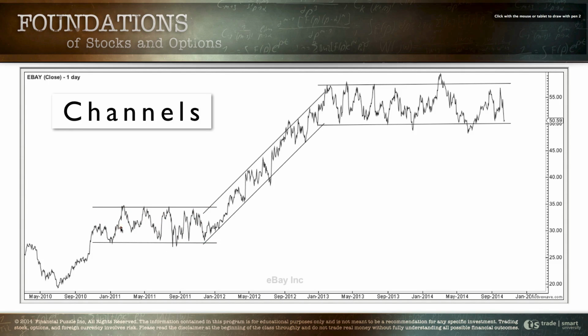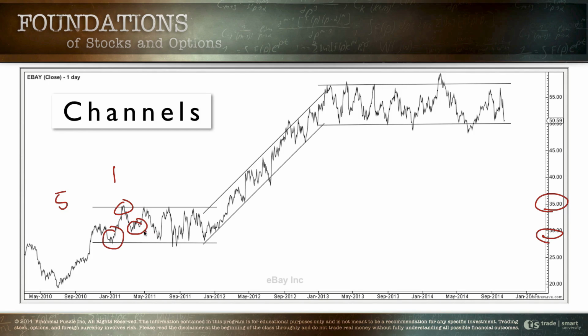Look at what we could do here. What if we were to buy as we bounce up off of support at about $30 a share, and we sell as we pull away from resistance right around $35 a share? That's a $5 per share trading opportunity. We did one cycle there. We sell off a little bit.